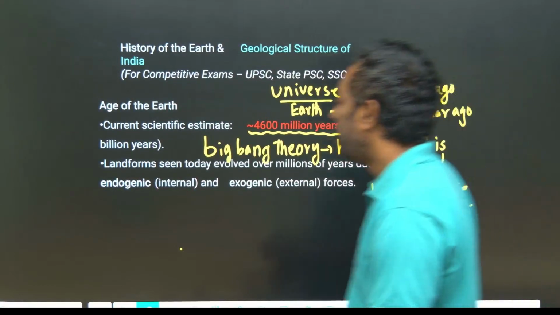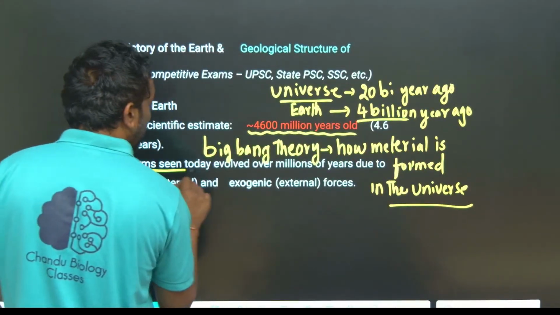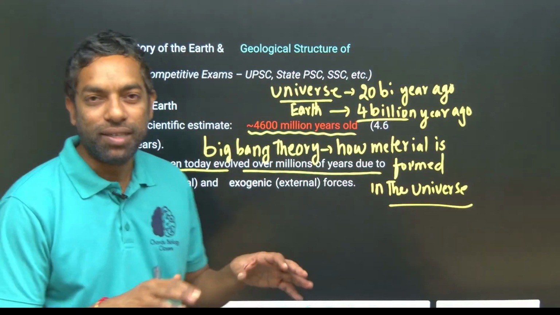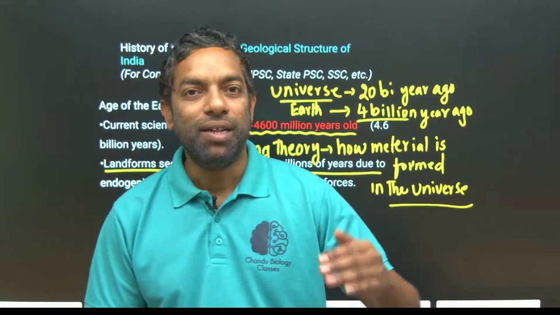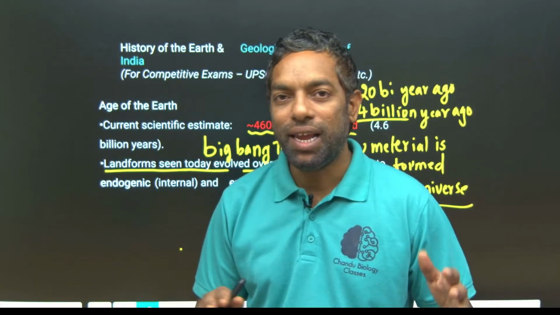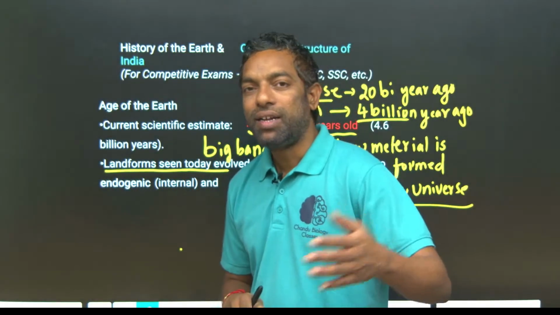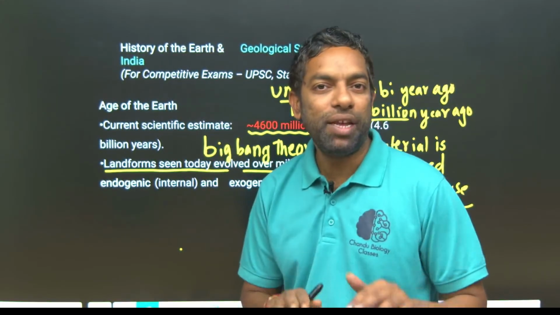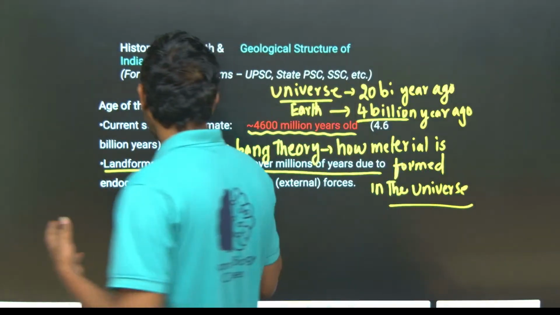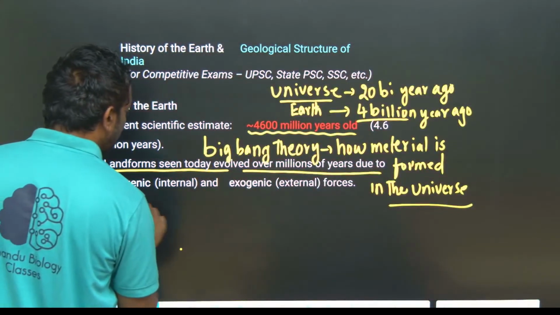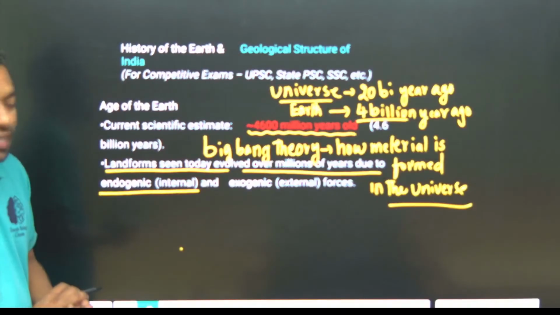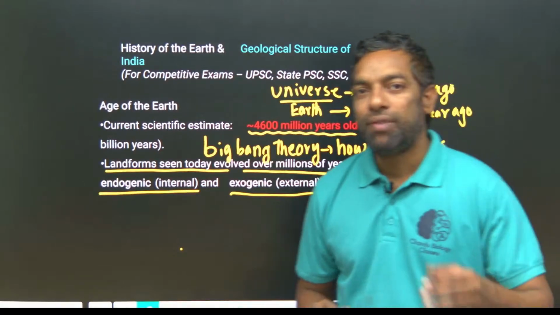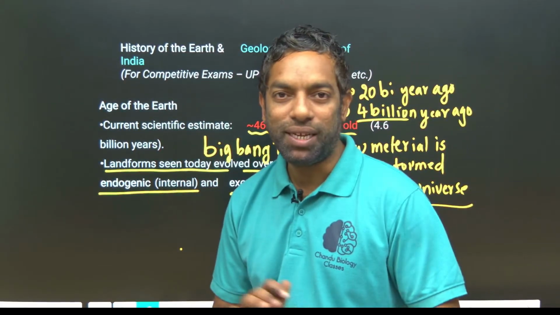Today's landforms evolved from millions of years ago. Landforms such as lakes, the Himalayas, hilly areas, plateaus and islands, how did they originate? Landforms originate by endogenic forces and exogenic forces. Two forces are involved in the formation of landforms in India.